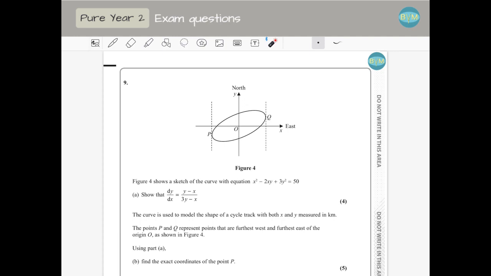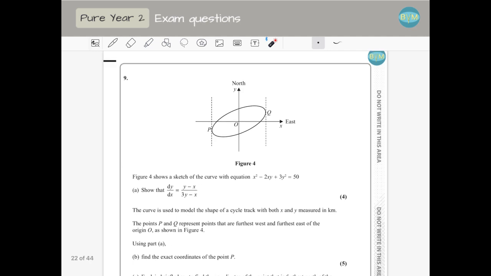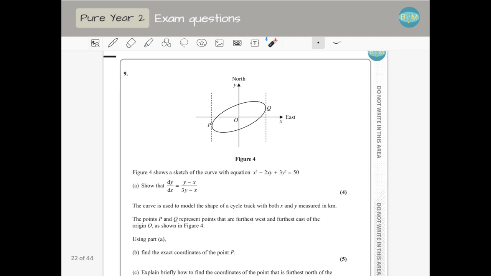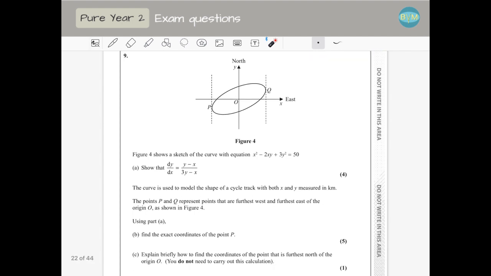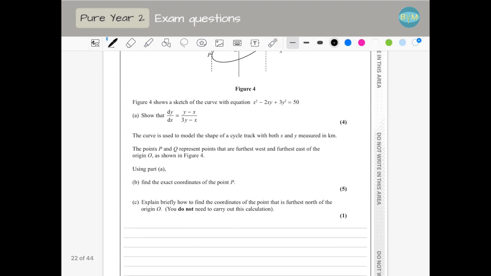Hello, this is question 9 on your June 2018 paper 1 from Edexcel. It's a differentiation question. You have a sketch of this curve, this is the equation, and we have to find the derivative, or show that this expression is the derivative. This is a question where I have x and y quite mixed together, which means the best way of differentiating this is just using implicit differentiation instead of trying to make any of them the subject. So I'm going to use implicit differentiation.